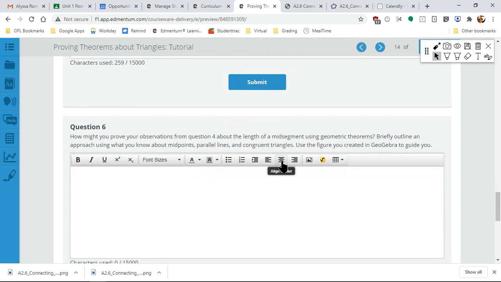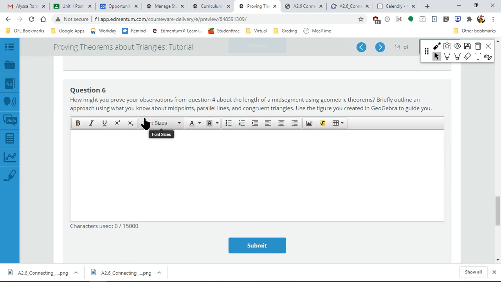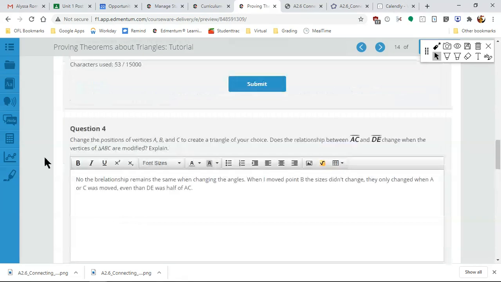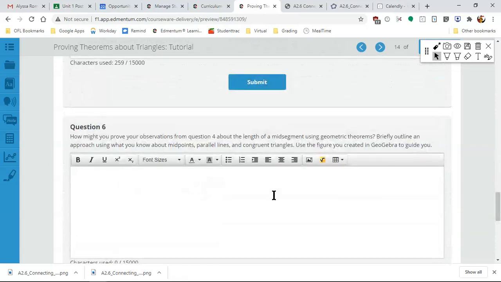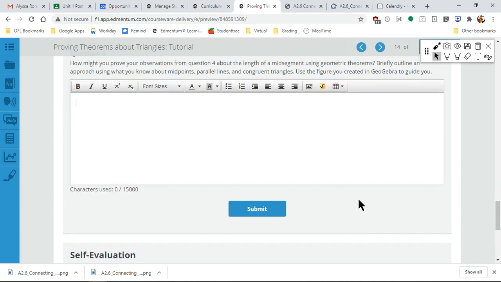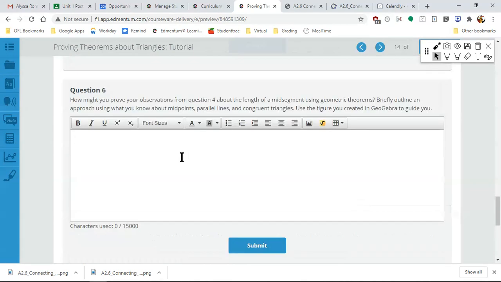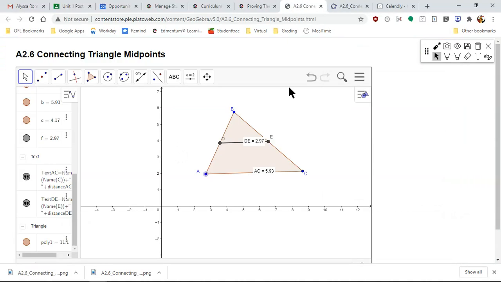How will you prove your observations for question 4? Length of a midpoint segment: briefly outline, using parallel lines and midpoint lines to guide you. What is this talking about? What was question 4? Question 4 said that it remains the same. Okay, so we want to prove that it's half of that. If we're saying that it's half of that, then what we can say is that this triangle is half of the other triangle.